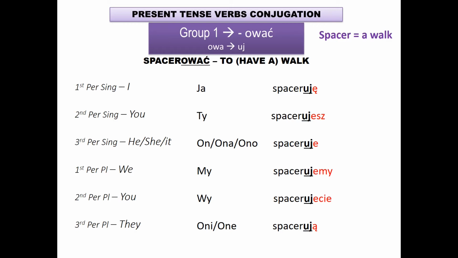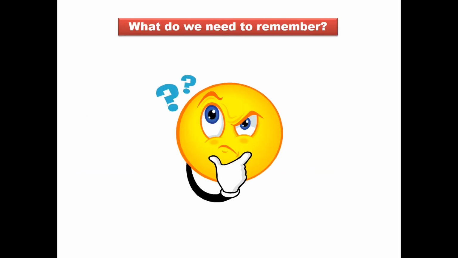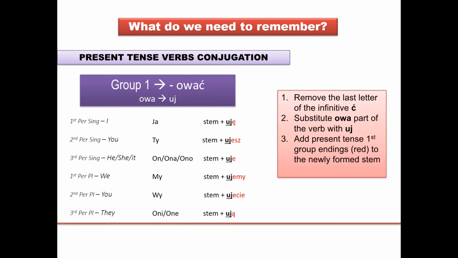To sum up this episode on the present tense first group of verbs, there are a few things we should remember. First of all, we need to remove the last letter of the infinitive, the letter ć. Then we substitute the inside part of the verb, owa, with uj. And after that, the last step is to add the present tense first group endings, marked here in red, to the newly formed stem. And voila, now you understand the formation of the first group of verbs in the present tense.